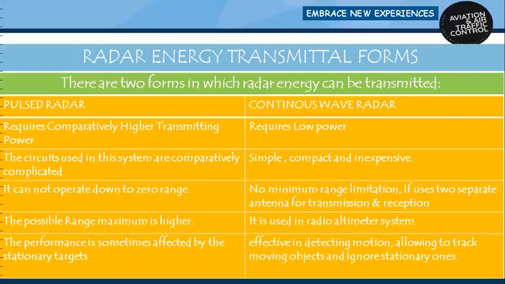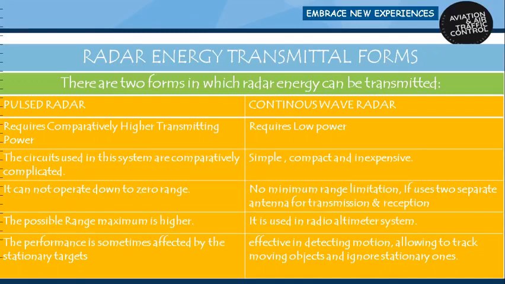There are two forms in which radar energy can be transmitted: pulsed or continuous wave. Originally, radar used pulses for its operation, but subsequently, continuous wave techniques were also developed for other functions such as the radio altimeter, because continuous wave radars have no minimum range limitation.